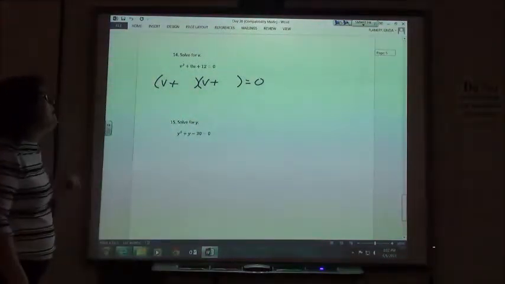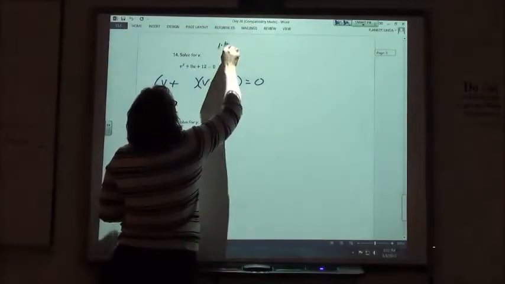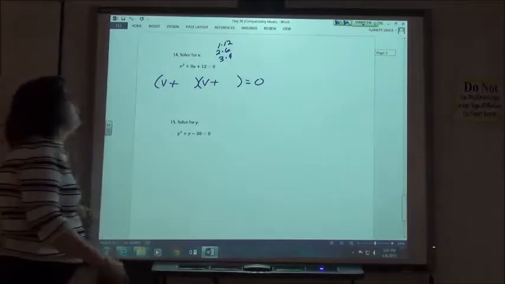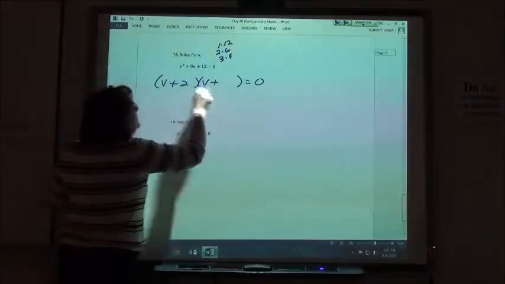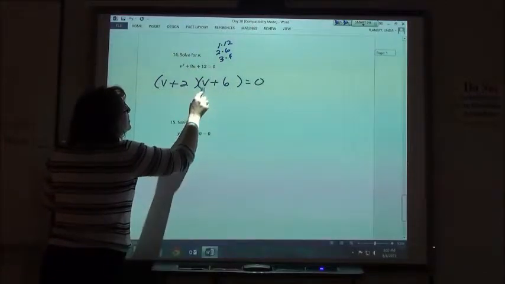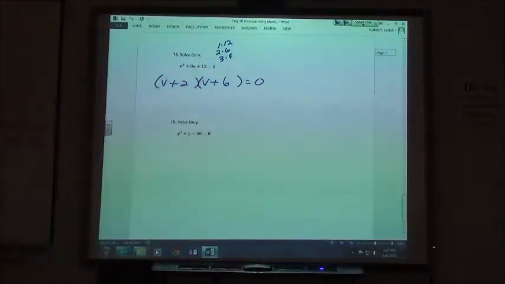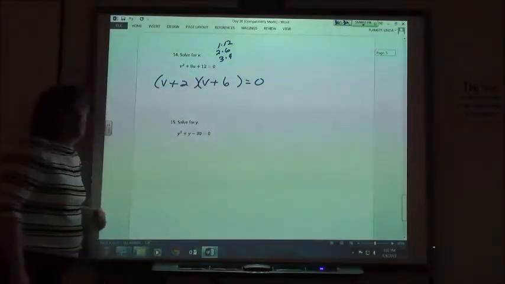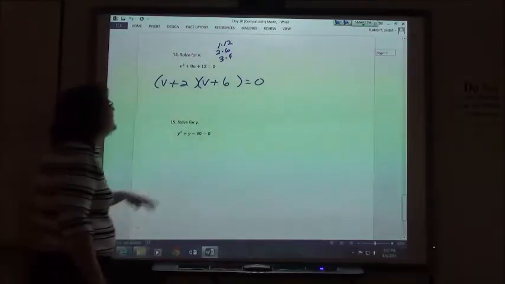Factors of 12 that give me the 8. Well, 12 is 1 times 12, 2 times 6, or 3 times 4. The pair that's going to give me 8, got to be the 2 and the 6. 6v on the outside plus 2v on the inside. 6v plus 2v is 8v. It's a typo, I better fix that. It's supposed to be a v instead of a u.